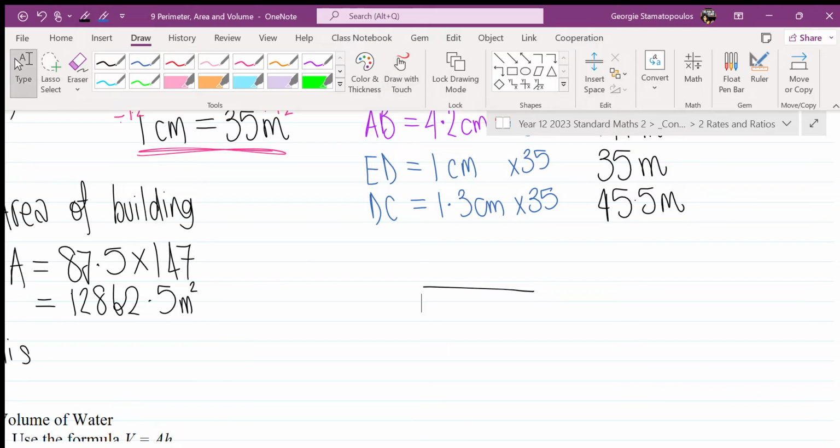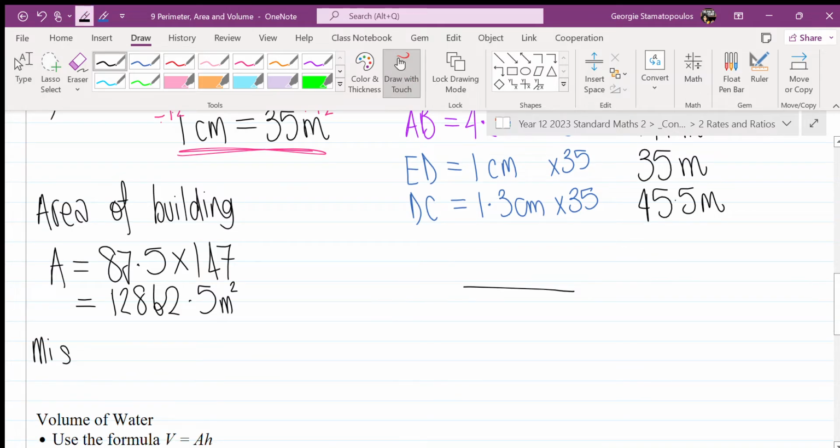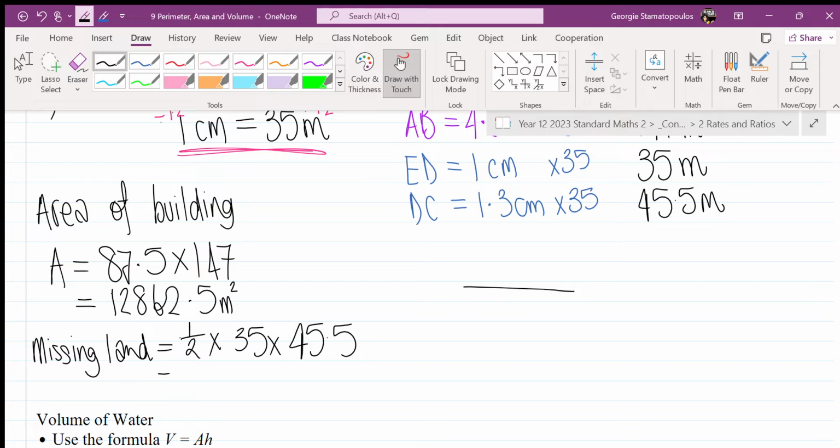Technology. You gotta love it. Half the base times the height. Formula for area of a triangle: half times the base times the height. 45.5. So 0.5 times 35 times 45.5 is 796.25.